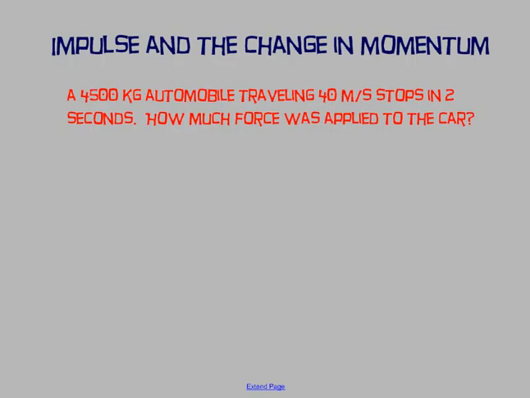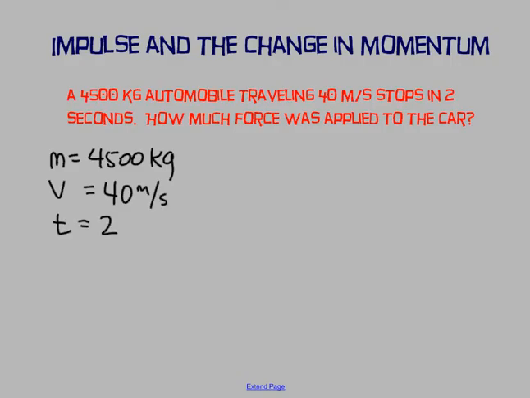It says a 4,500 kilogram automobile traveling at 40 meters per second stops in 2 seconds. How much force was applied to the car? Well, we have some information here. We have the mass is 4,500 kilograms. We have a velocity of 40 meters per second. And we have a stopping time of 2 seconds. And what are we looking for? We're looking for the force.